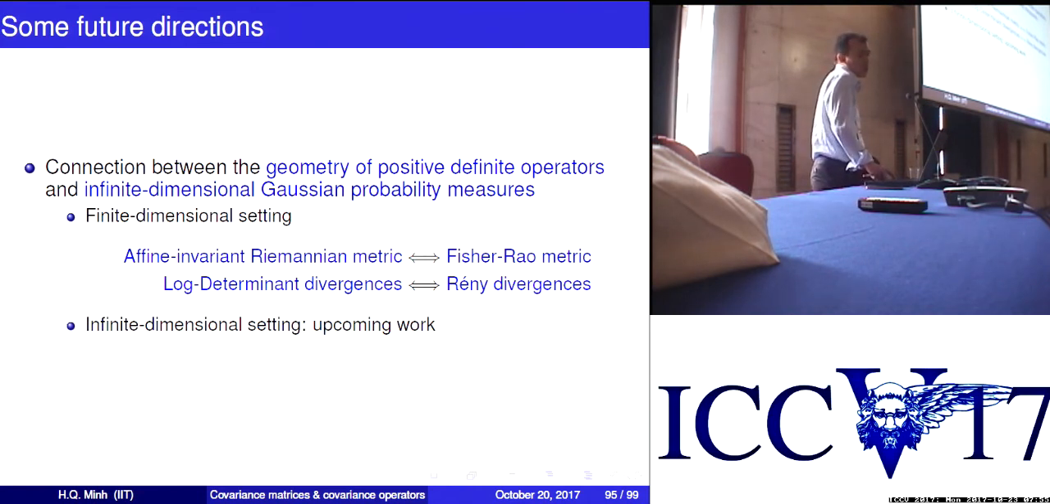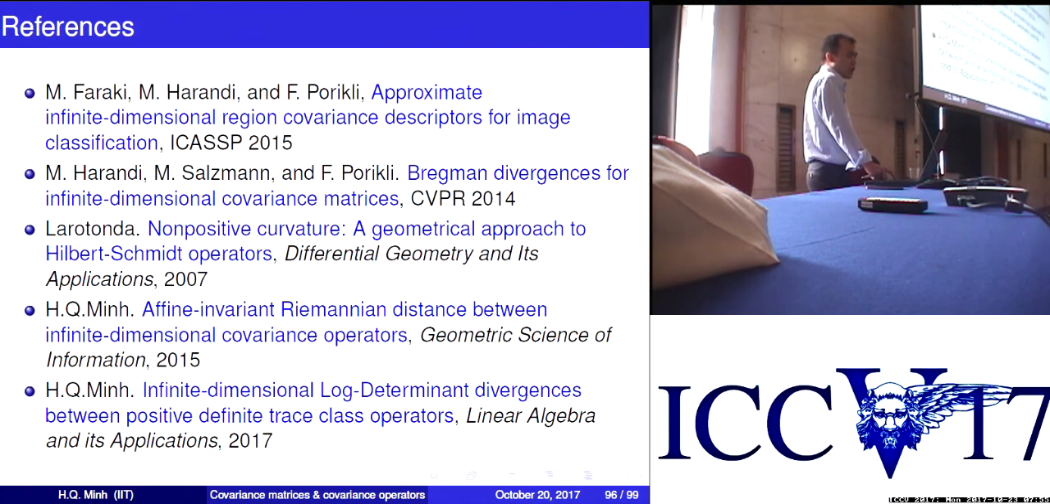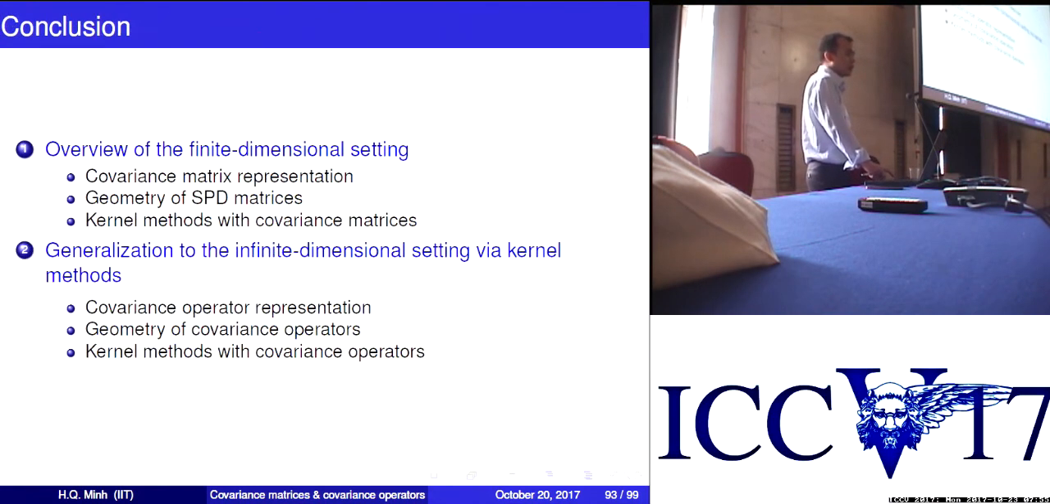So this is only some of the future directions that I'm thinking of. One can also carry out generalization of optimization methods from the finite dimensional manifold to the infinite dimensional setting as well. So there's a lot of things to do. This is just a start, basically.